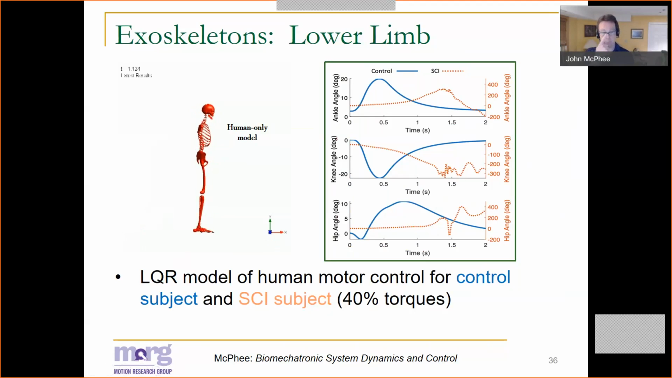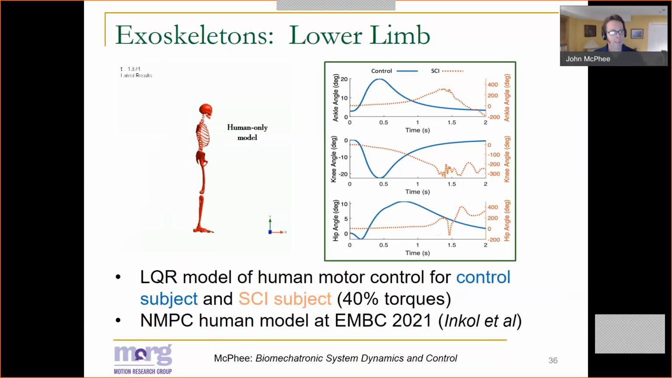We have a second subject who has sustained a spinal cord injury, and we assume that the torques that they can apply are limited to only 40% of our control subject. And so our control subject uses a combined strategy at the ankle, knee, and hip in order to maintain balance. Whereas if you look at the SCI subject, you can see that they're unable to maintain balance when subjected to this push at the hip, and they fall over.